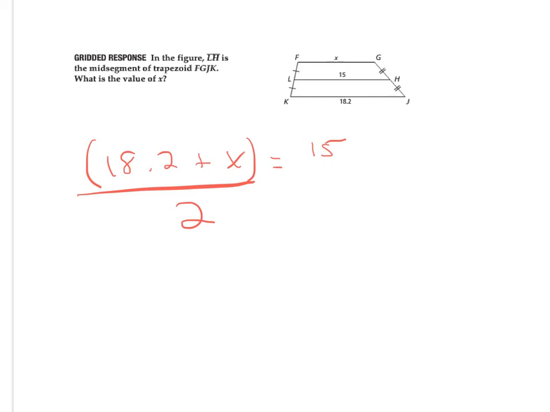I'm going to multiply both sides by 2, so I'm going to get 18.2 plus X is equal to 30. I'm going to subtract the 18.2 from both sides now. X is equal to 11.8. All right, so there's the upper base.